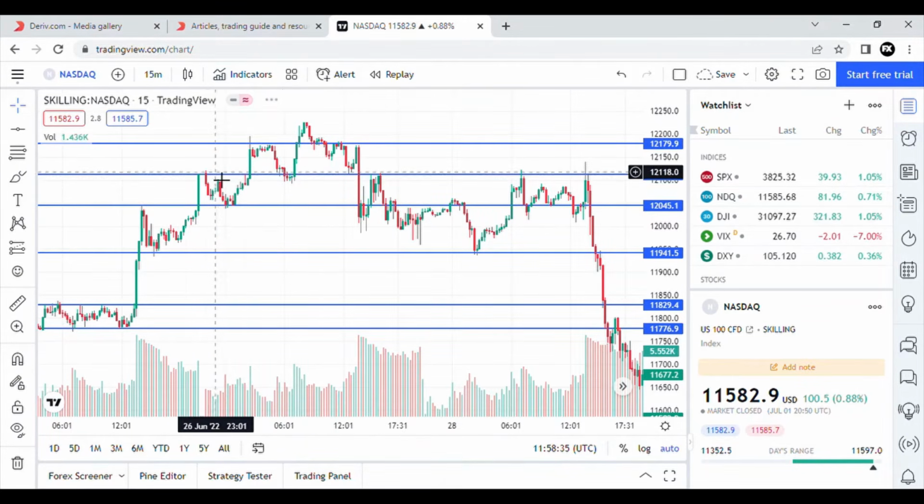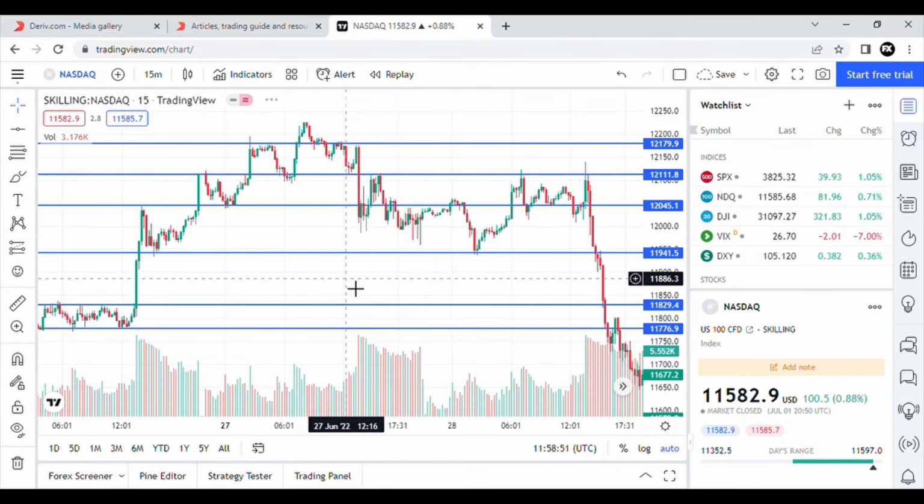Here's another resistance area which turned into a support area. Here's another resistance area. There's resistance again. There's resistance, and there's resistance. There's support there. There's another support area. So yeah, we can pretty much see what support and resistance is, right?